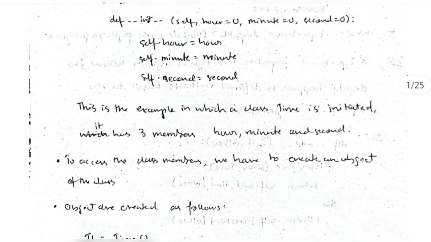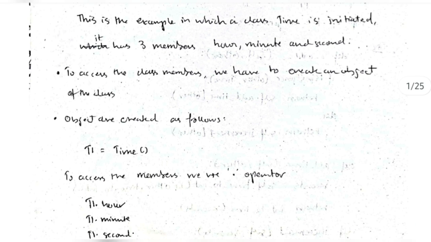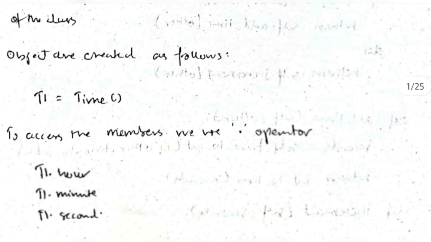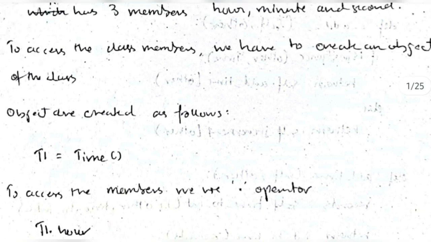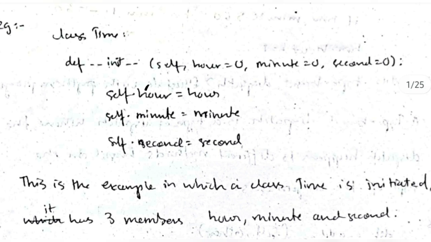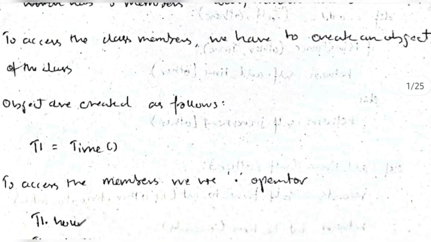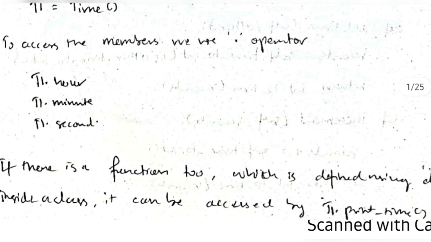And after that, to access the class members, you have to create an object. This is the class name, and to create an object you just add the brackets here. Then t1 is the class object. And to access the data members, here three data members are there: hours, minutes, and seconds. If you want to access these using the object, you will be accessing them using the dot operator.